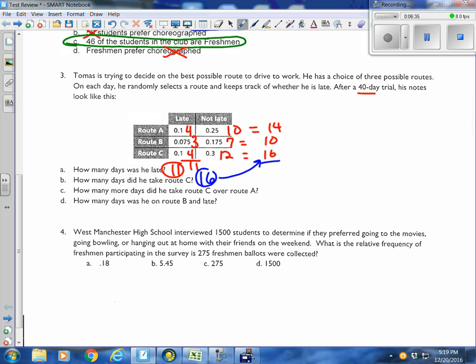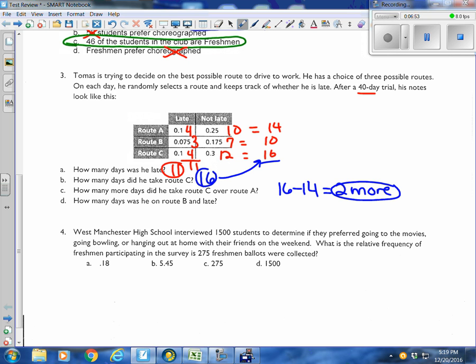How many more days did he take route C over route A? Well, he took route C 16 times. He took route A 14 times. So how many more days? 2 more days. All right. Again, having my numbers up there by multiplying ahead of time allows me to see my answer a little bit easier.